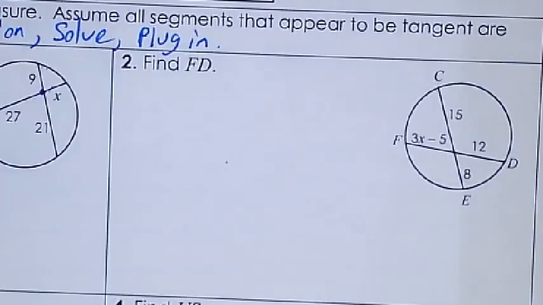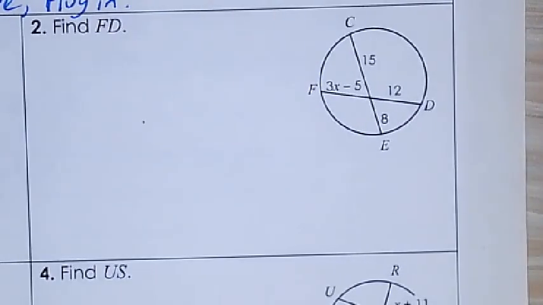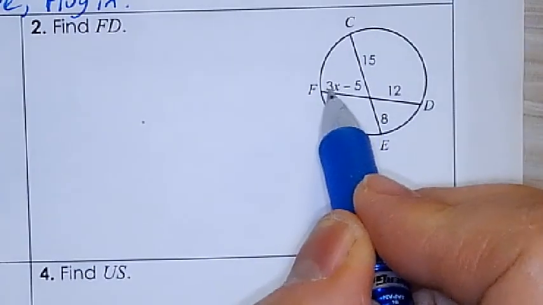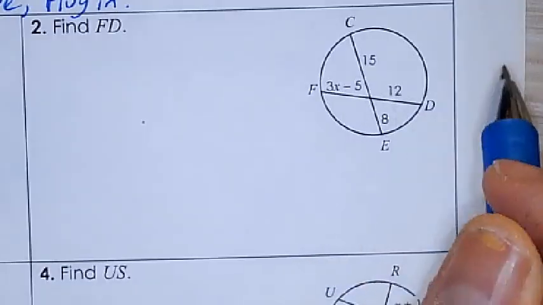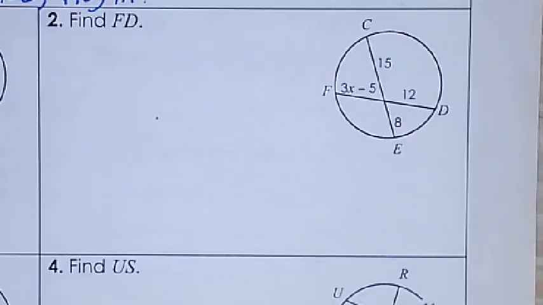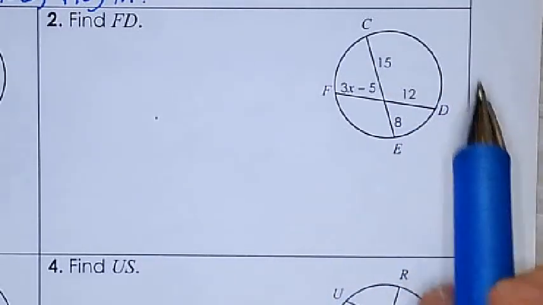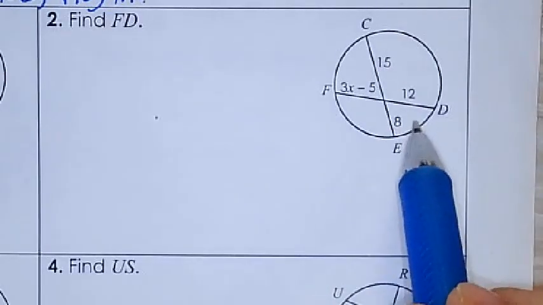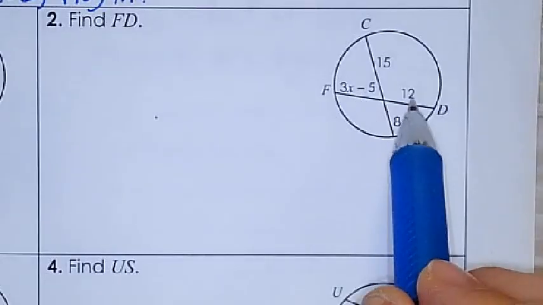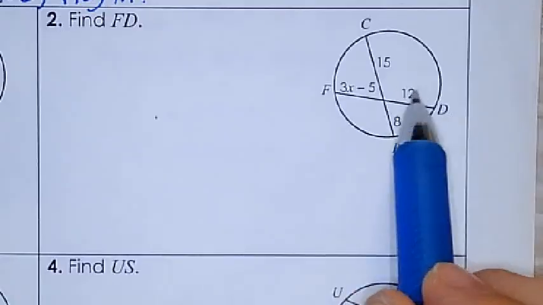The only thing is, if you ever have something like 3x minus 5 like you do here, that's a quantity. When you multiply, you're going to have to put a parenthesis around that. So if I set up the equation, again, the product of the segments, like 8 times 15, equals 3x minus 5 times the 12. Well, I always write the one with the x in it first, and I put the single number in front. So I'll put 12.